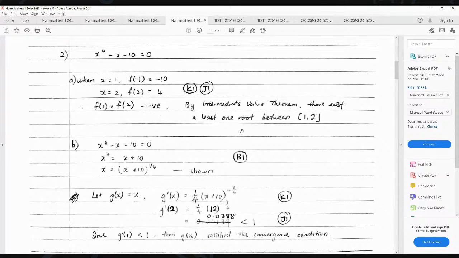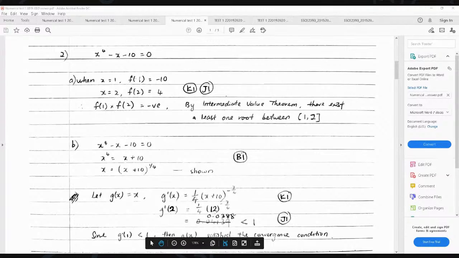Since the interval is between 1 and 2, you put F1, which is 1 power 4 minus 1 minus 10, a negative value. And for the last, B equal to 2, 2 power 4 minus 2 minus 10 is a positive value. So when you multiply FA times FB, you will get a negative value. So you fulfill the requirement for the intermediate value theorem. And then you go to the second question.